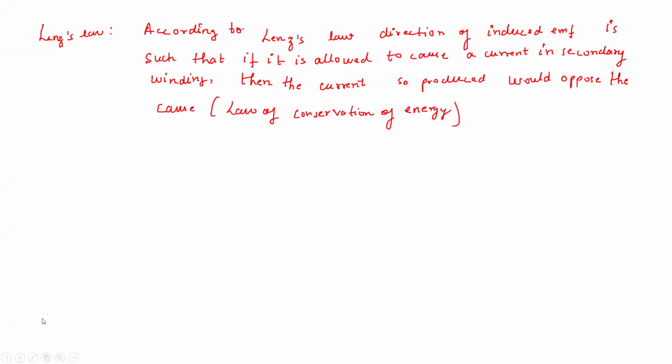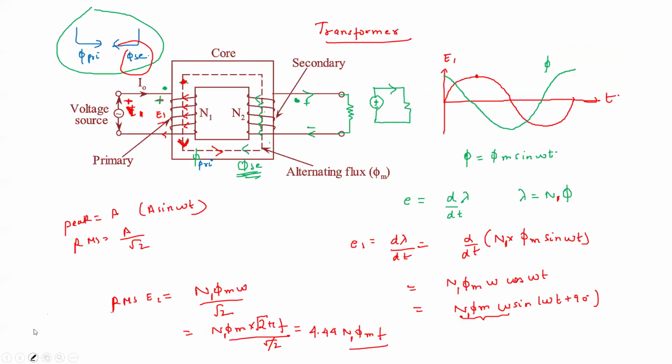Now we will see the E2. What will be the E2? Let us say this is like this. I will be writing for E2. E2 will be d lambda by dt, where lambda will be N2 into phi. N2 is the number of turns for this. So E2 will be the rate of change of flux, and similarly you will get E2 equal to N2 phi m omega sine of omega t plus 90 degree.